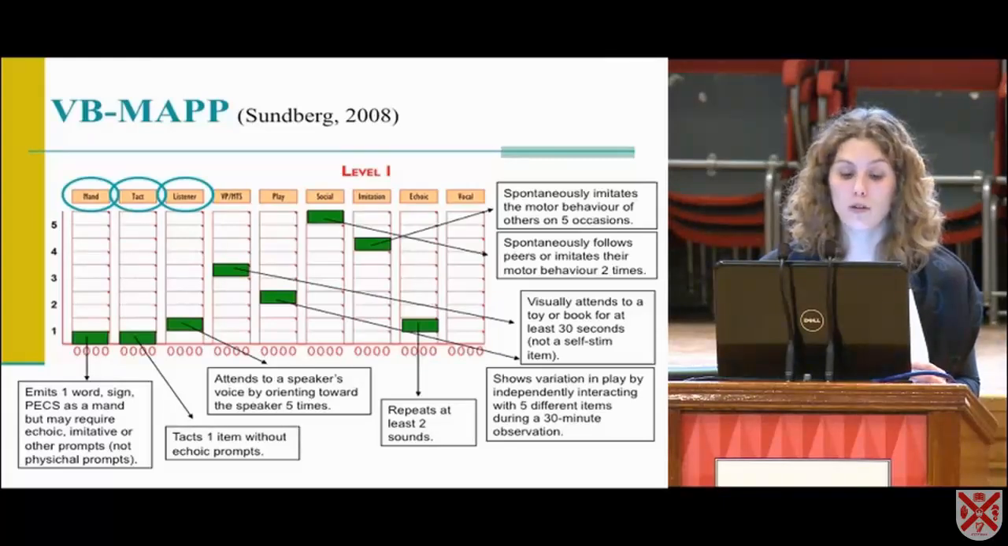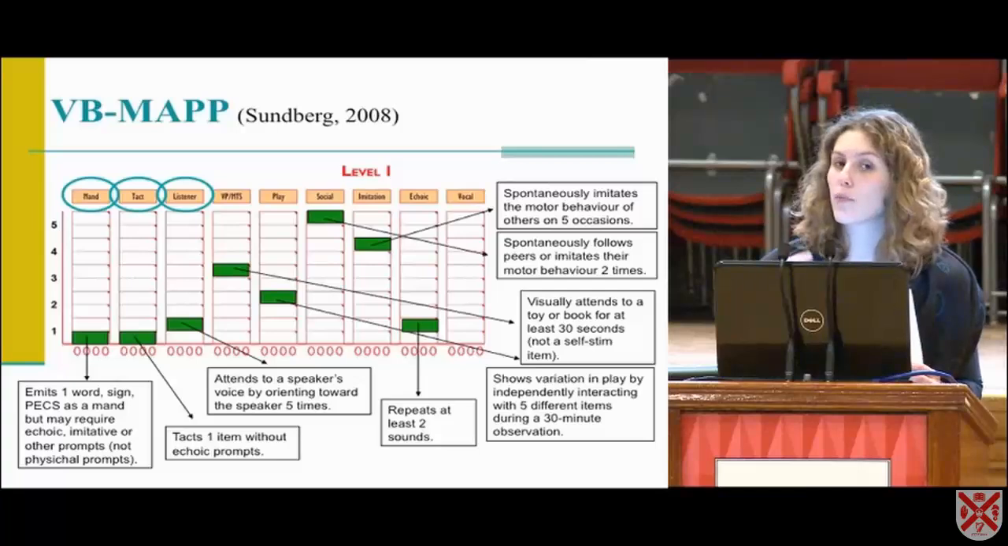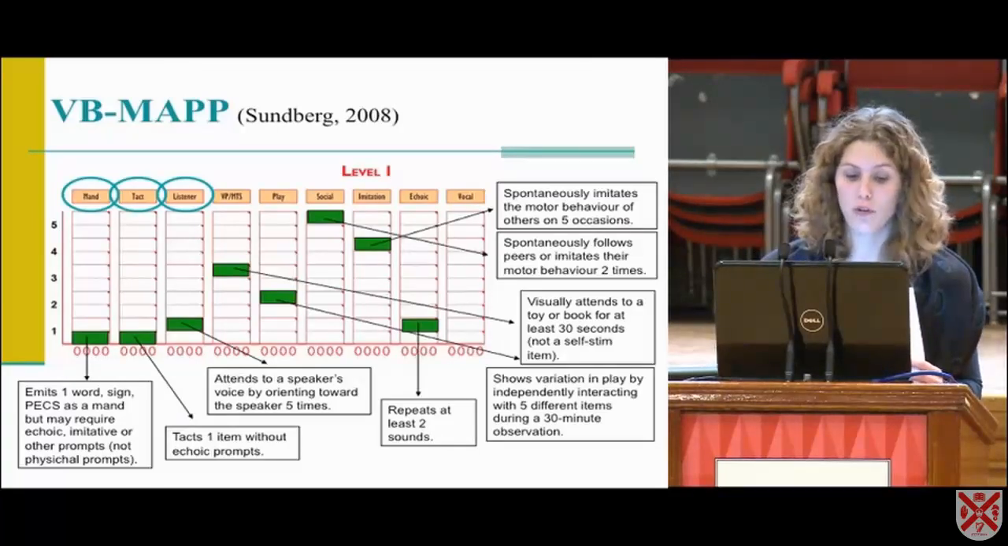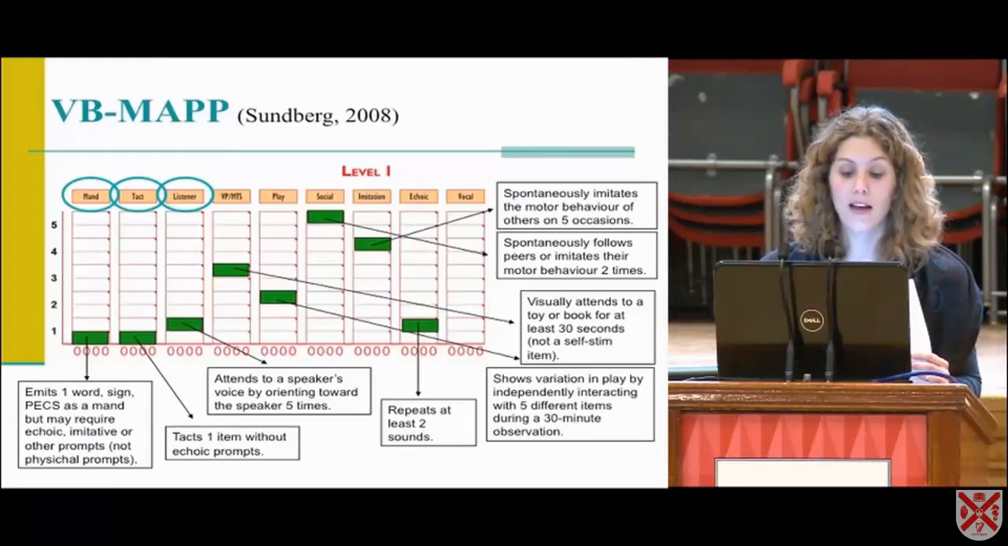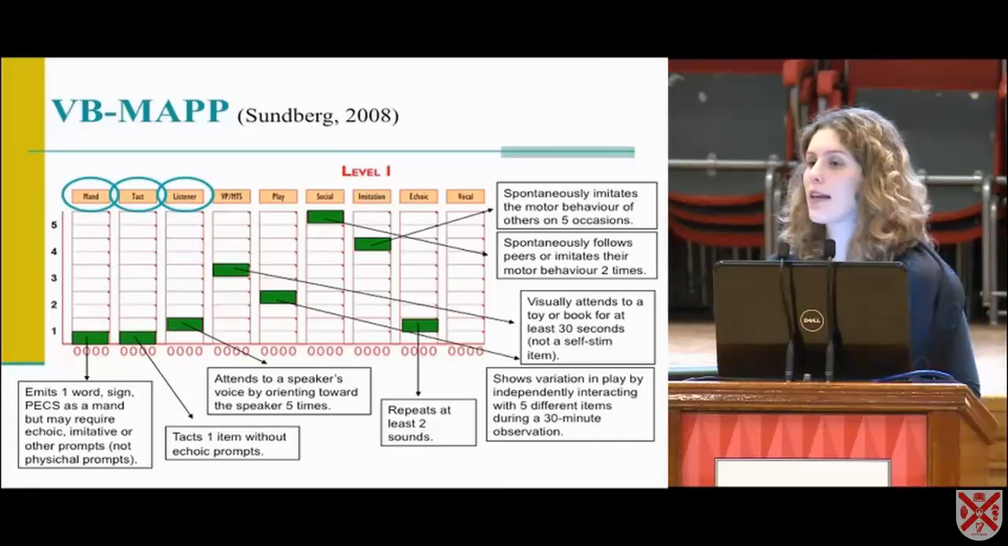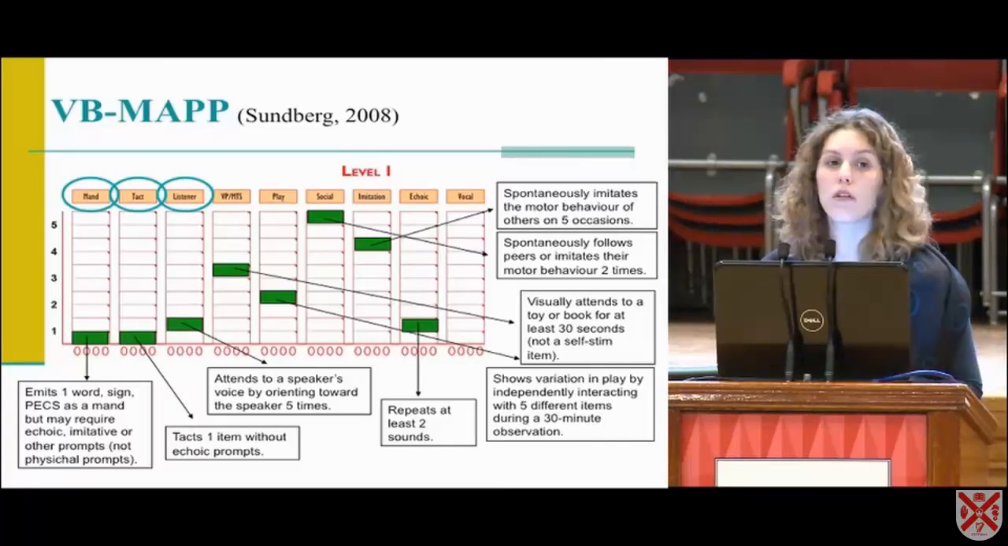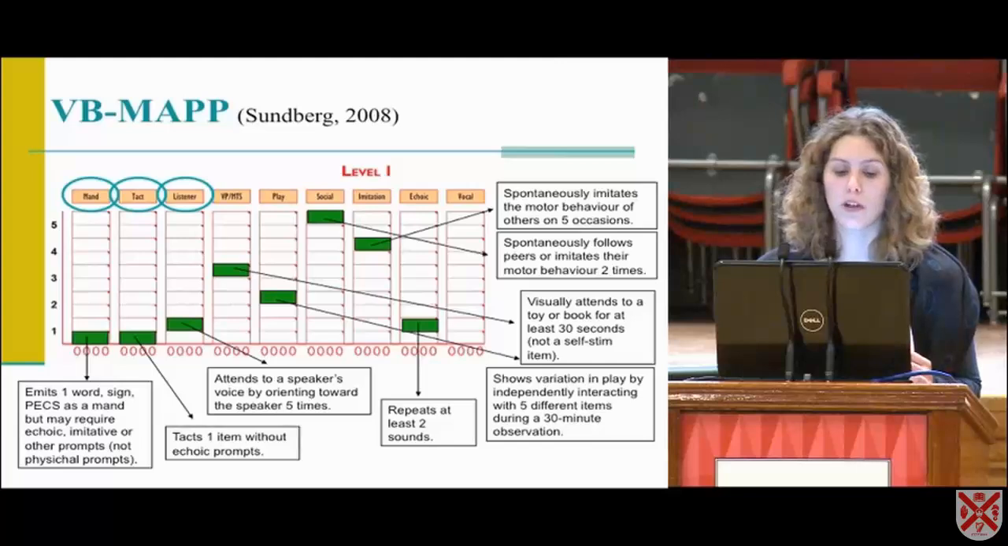An example of the second column would be, is the child able to make one comment without any prompt? Just say one word as a comment. If the child can't do that, we would color this second box. Another example, can the child attend to a speaker's voice by orienting toward the speaker at least 5 times in half an hour? If the child is able to do that, we would color this box.